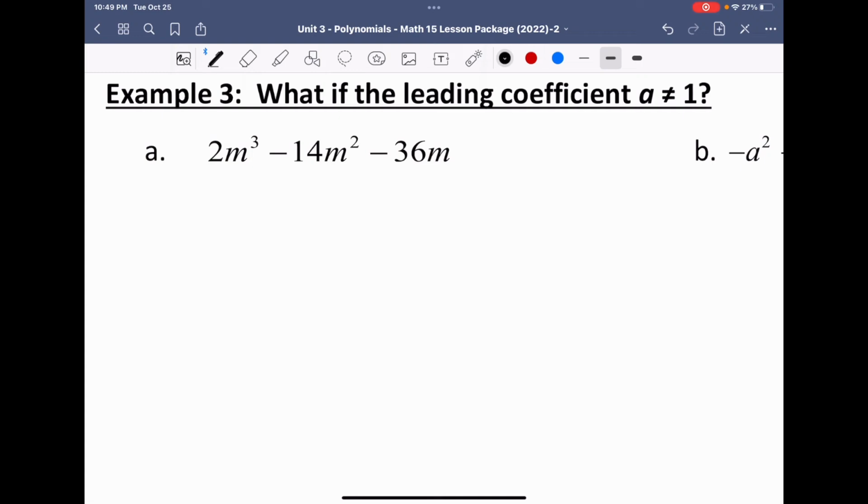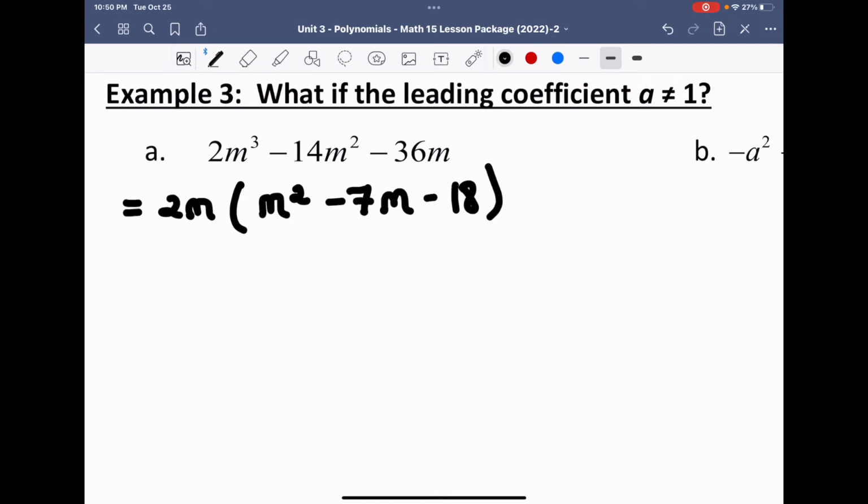So what I'm going to do is write equal to 2m. If I take each term in this trinomial and divide it by the 2m, I'm going to be left with 2m cubed over 2m is m squared. Negative 14 over 2 is negative 7. And m squared over m is equal to m. And then negative 36 divided by 2 is negative 18. M over m is m to the 0, or just 1. Now, I'm going to ignore that 2m, because what I want to do is now treat my interior trinomial as something that I want to factor here.